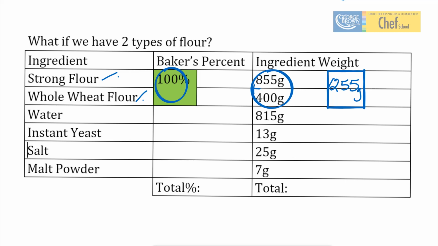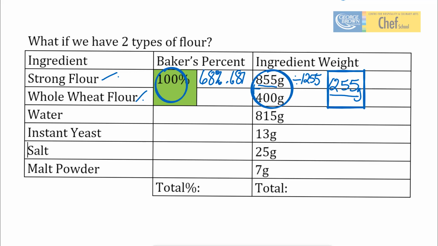So every individual ingredient has to be divided by this total flour weight. Let's get started. We're going to take our strong baker's flour, 855 grams, divided by 1,255, and that's going to give us a percentage of 68%. The actual mathematical answer is 0.681, but we're going to call it 68%.